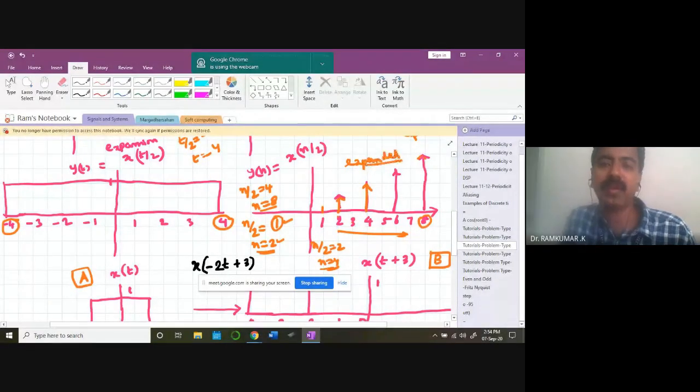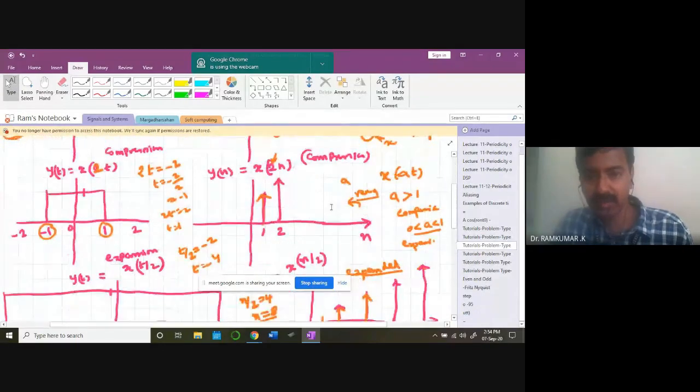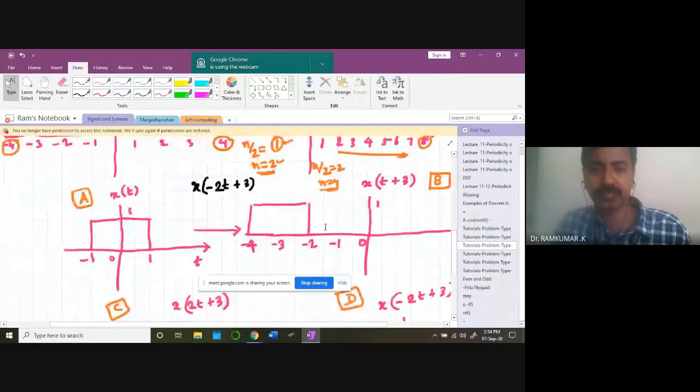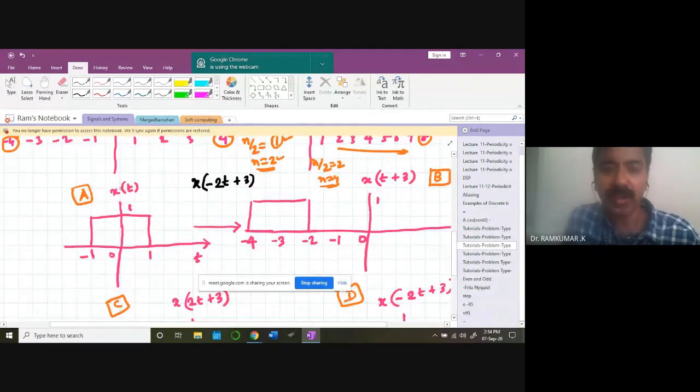Okay, it got expanded. Is it clear? Same thing, same idea. This is 2n, this is n by 2. That's the only difference. Now what I am going to do is x of minus 2t plus 3.